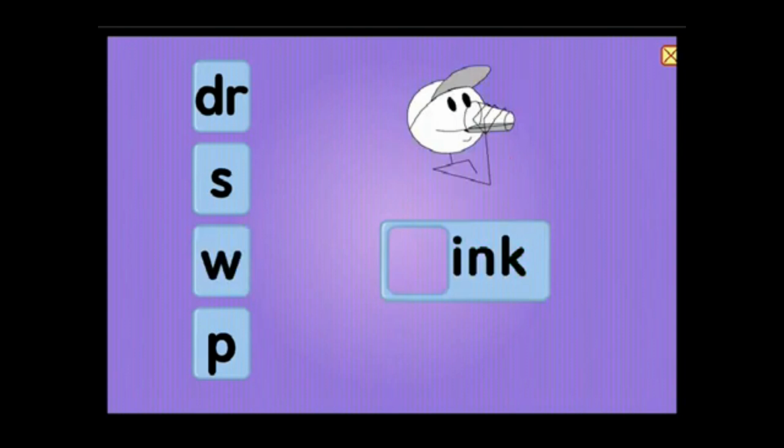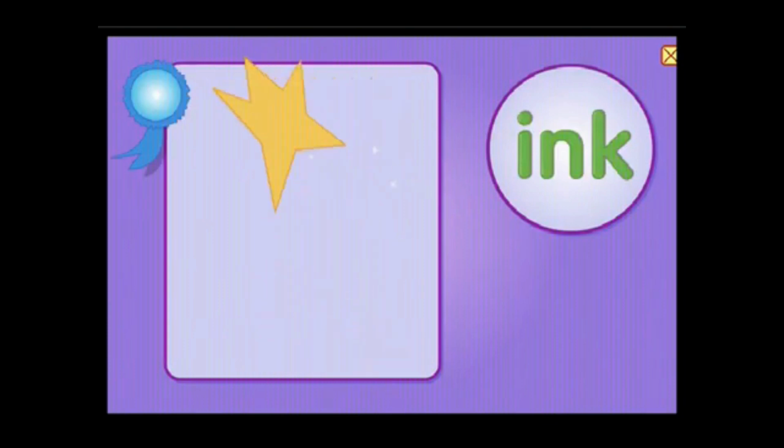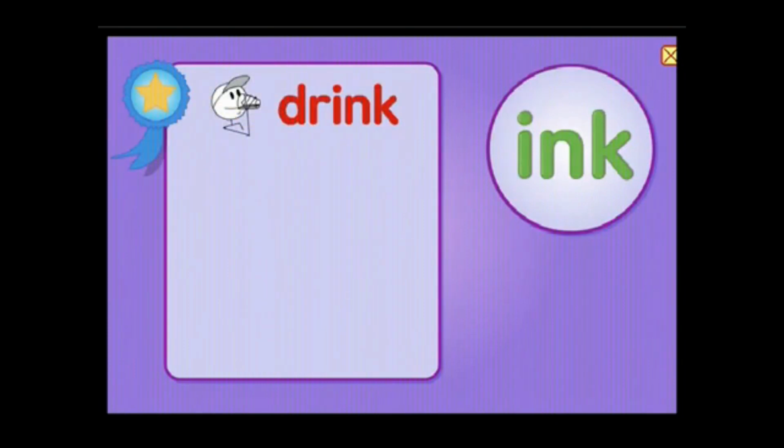Drink. Which letter or letters makes the word drink? The letters D, R, S, W, or P? You decide. Ink. Drink. Fabulous. You know. Drink. Pink.